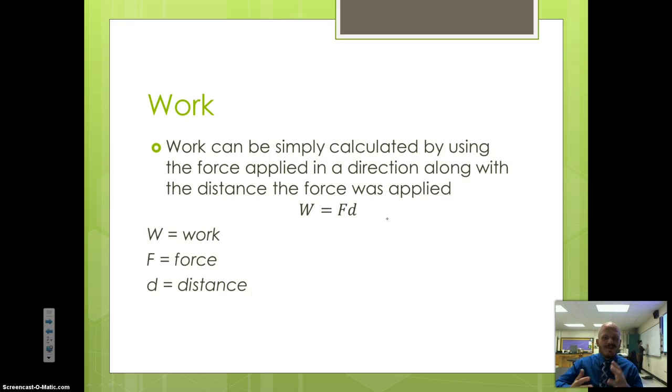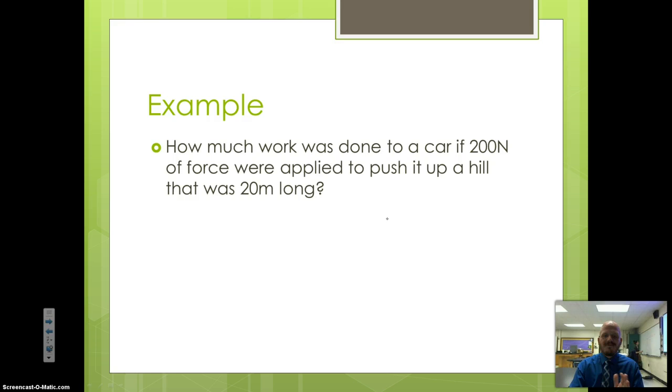Now work can simply be calculated by, again, force times distance. So work equals force times distance. This one is really straightforward. It's not hard at all. It's just a little different way to think.